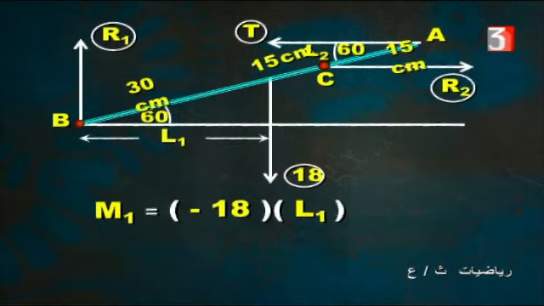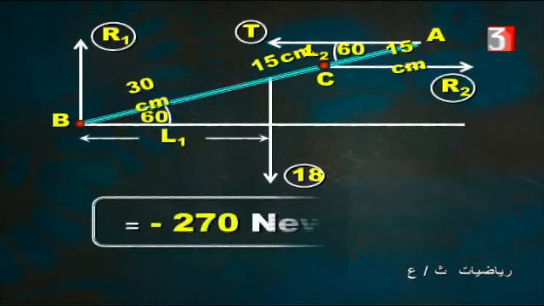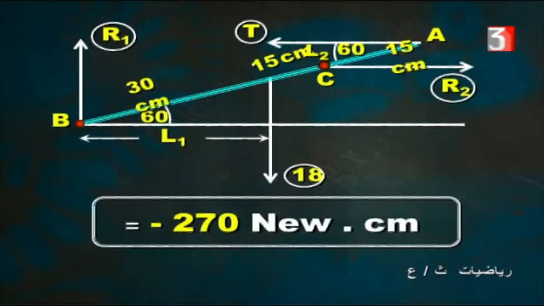We know that the rod AB is 30 centimeters, and the weight acts at the midpoint, then L1 equals 15 sine theta, which is 30 cosine 60, the inclination angle, so the moment equals negative 270 Newton centimeter.